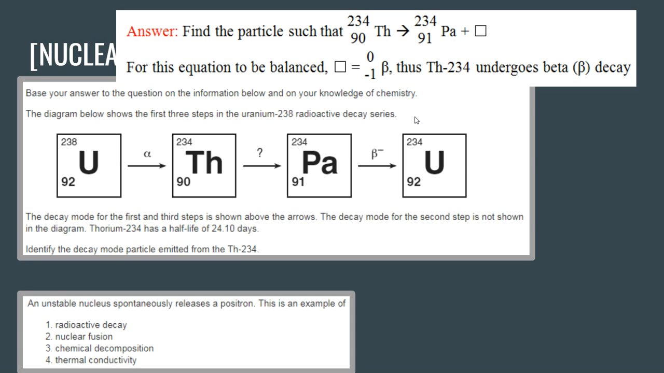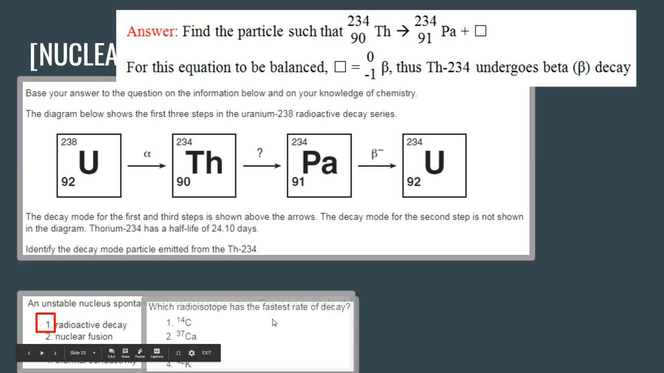Let's try another problem. An unstable nucleus spontaneously releases a positron. This is an example of... If you recall, unstable nuclei releasing positrons is just a form of radioactive emission, and this is always an example of radioactive decay. So the answer is 1.